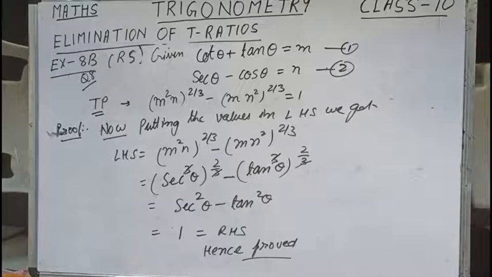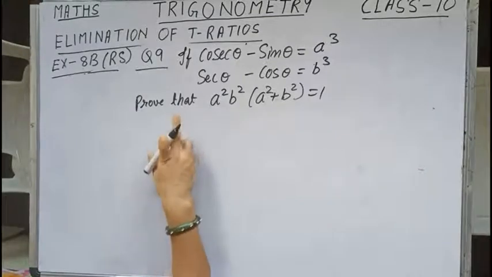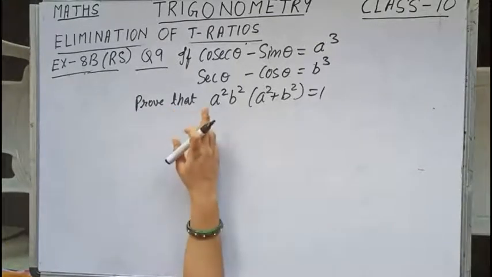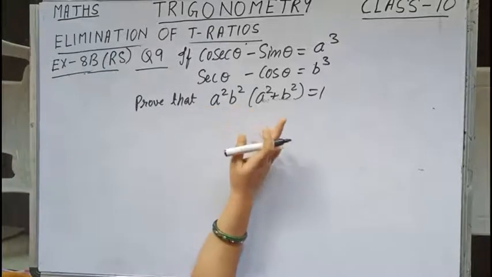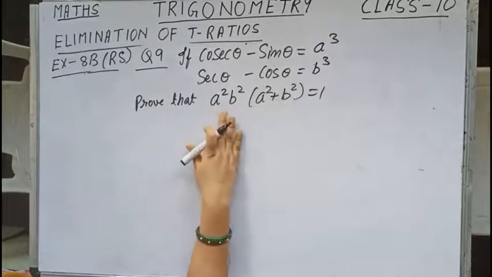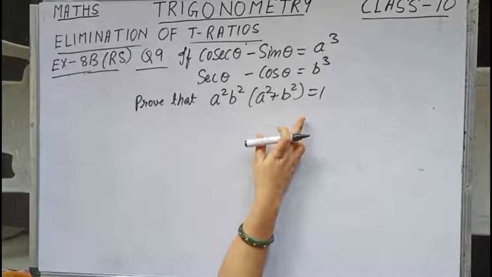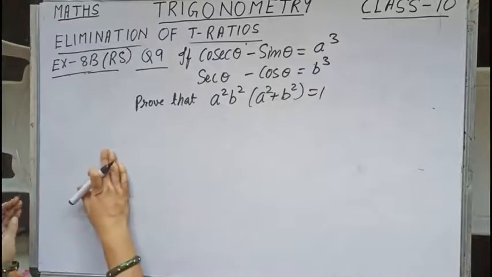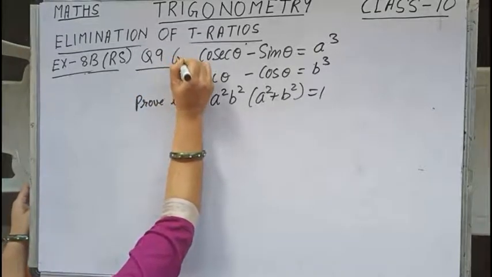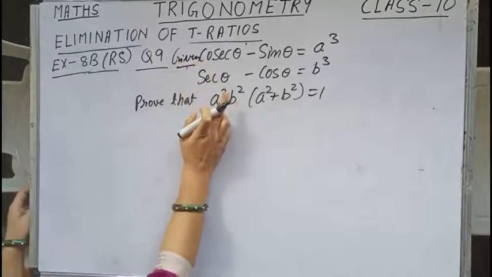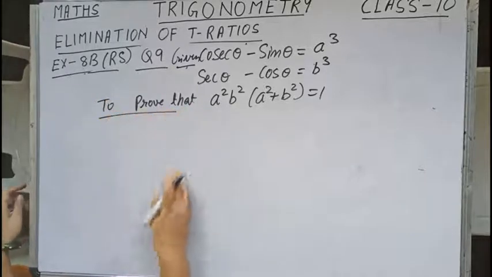Now let us find one more question. The next question which I have written over here is question number 9 of the same exercise. The question is saying that if cosec theta minus sin theta equals a cube and sec theta minus cos theta equals b cube, then prove that a square b square (a square plus b square) equals 1. So children, let us start. Again, this is the question, so I am writing over here given. We will start with given and then to prove that this one we have to prove.